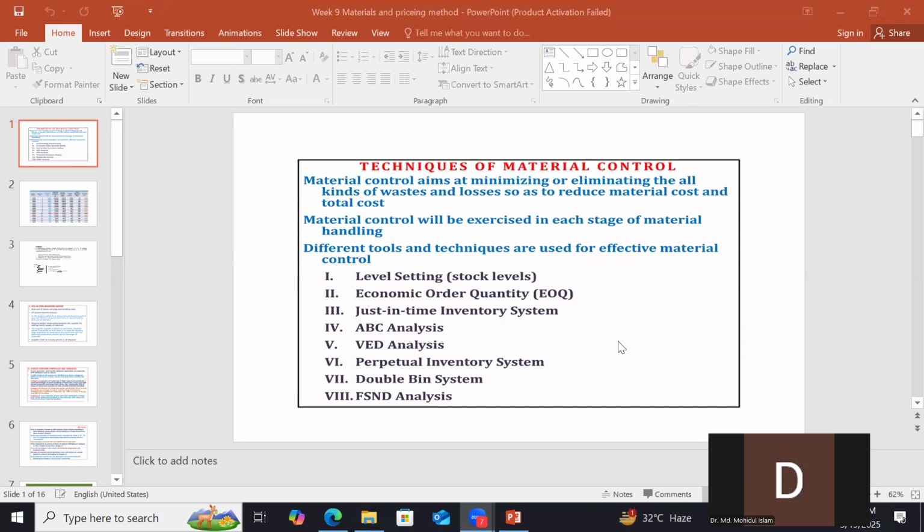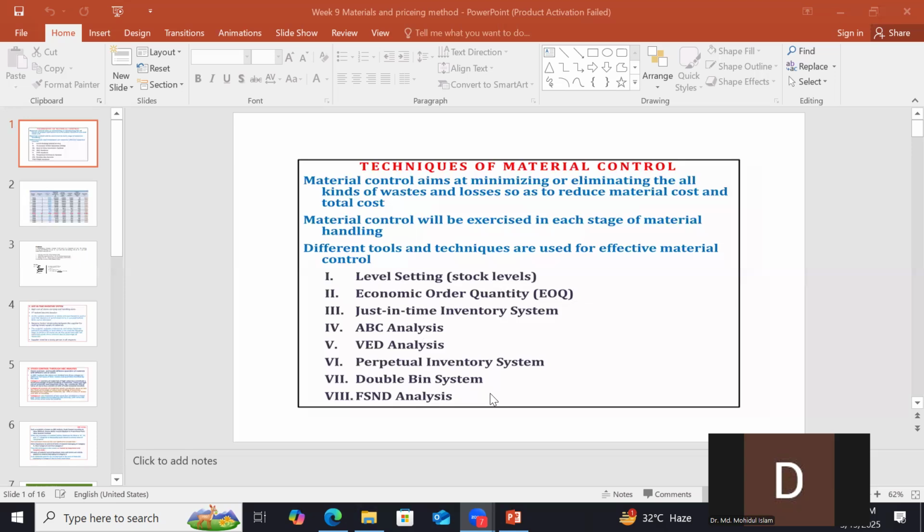Control of material. There are different techniques and tools to control the material. Out of these, the first is level setting or stock level, then economic order quantity EOQ, just in time inventory system, ABC analysis, VED analysis, perpetual inventory analysis, double bin system, and FSND analysis system. These are the tools or techniques to control the materials.